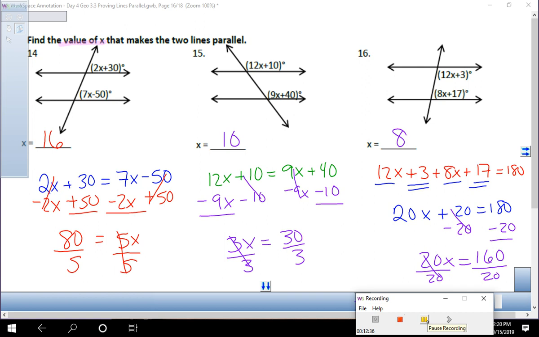Alright, so on 14 you should have gotten 16, we did that one. 15, you should have gotten 10, set those two angles equal to each other, solve to get x equals 10, and then 16. 16 we said they were consecutive, they were right next to each other, so both of those angles together you had to set equal to 180, and when you solve you should get 8. Okay, so those are pretty straightforward problems, a little less work when all you have to do is solve for x.